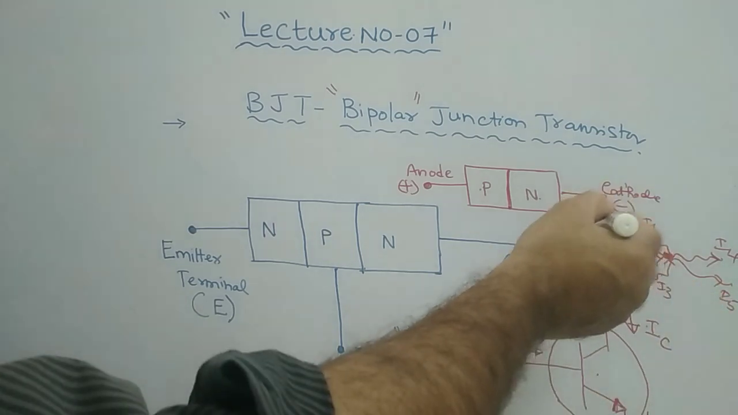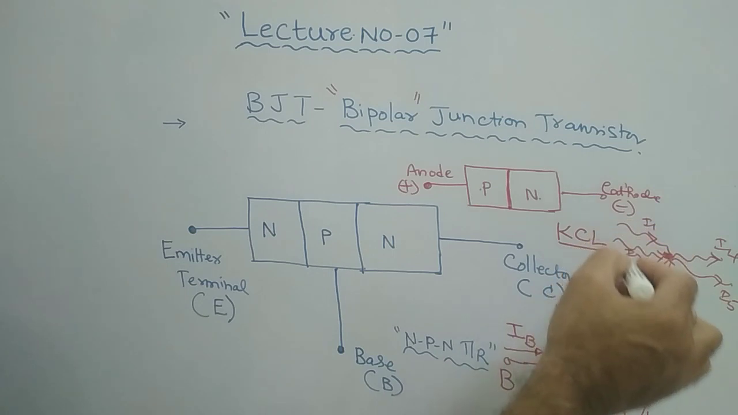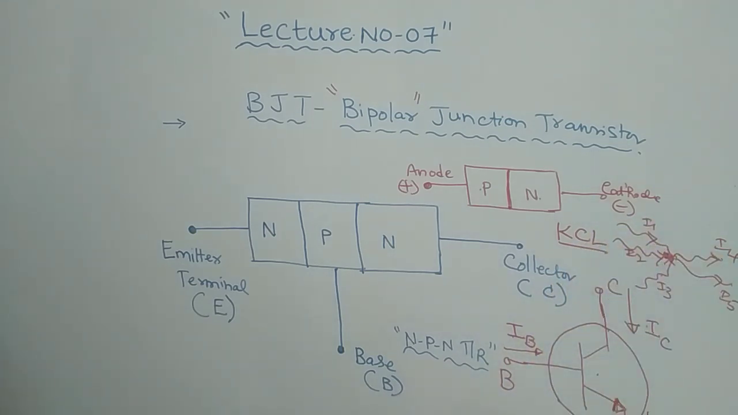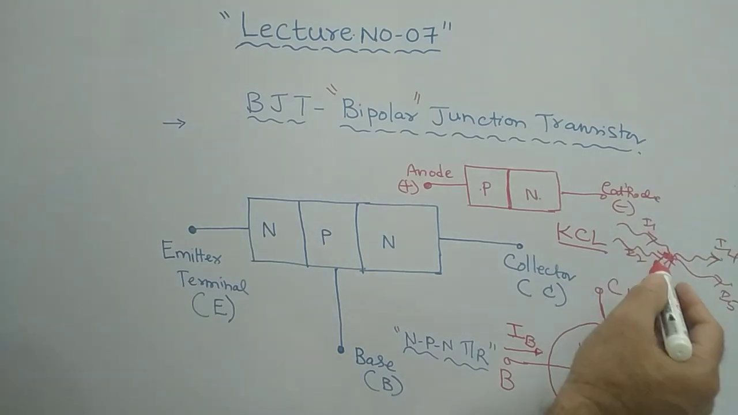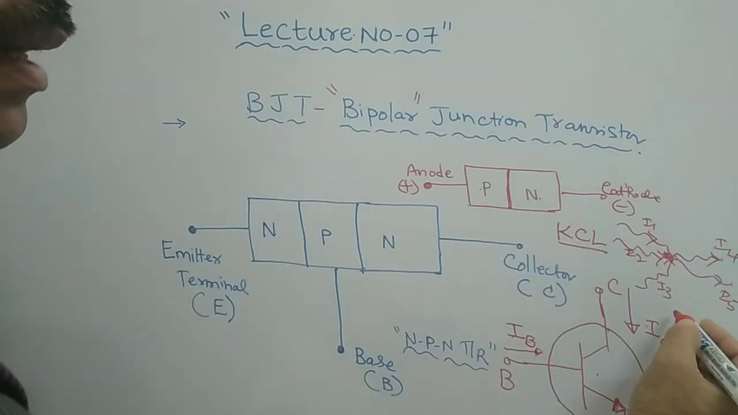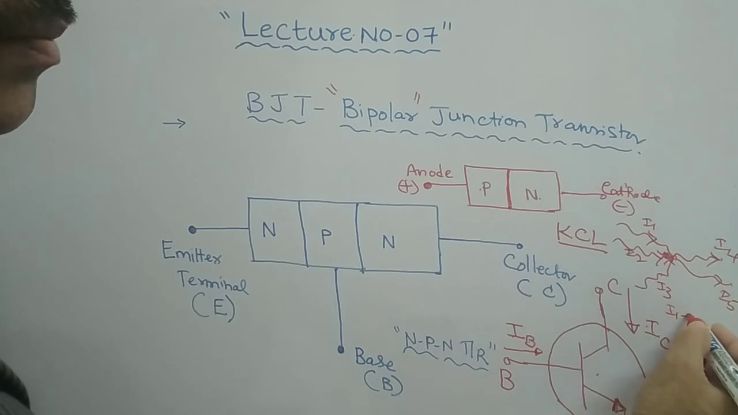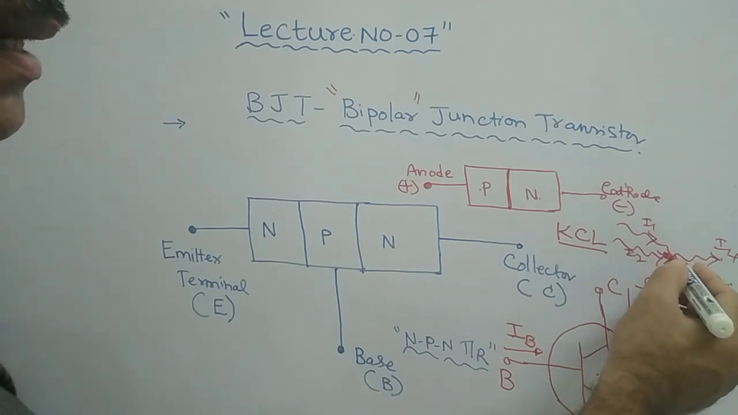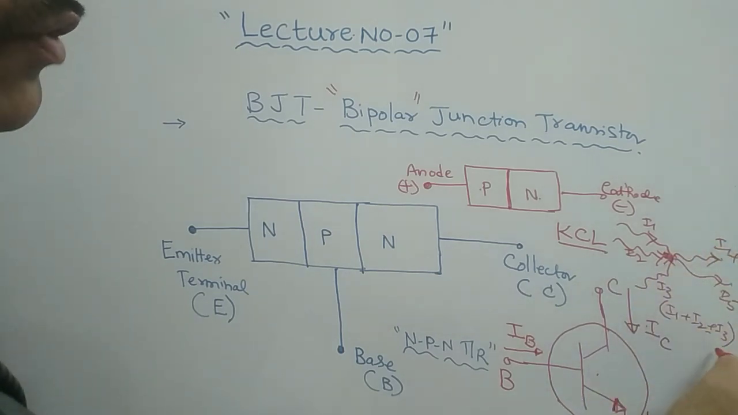So what KCL says is that the sum of the entering currents at a particular node is equal to the sum of the leaving currents from that node. That means I1 plus I2 plus I3 is equal to I4 plus I5. That is your KCL. You take the sum of the currents entering a node, which is equal to I4 plus I5. That is what?